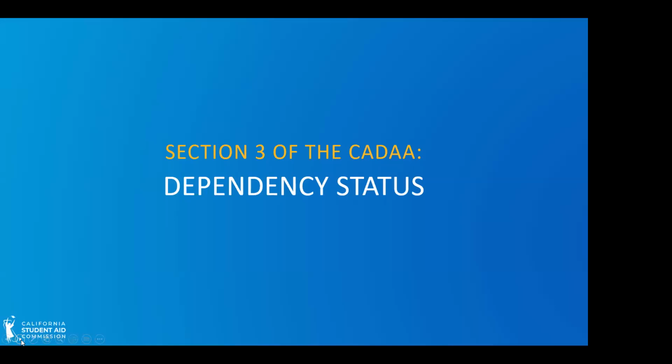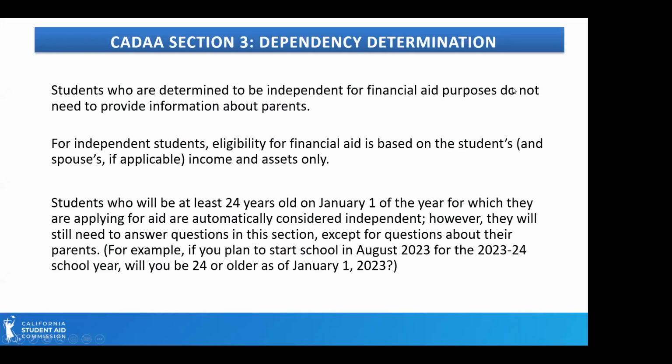So we're moving into section 3, students' dependency status. Most high school students are likely going to be considered dependent, which means that they would provide parent information. However, independent students do not have to report their parent information. And so for independent students, we are determining financial eligibility based on that student's income, and if the student's married, their spouse's income. Whereas with dependent students, we're really looking at the parent's income, right?